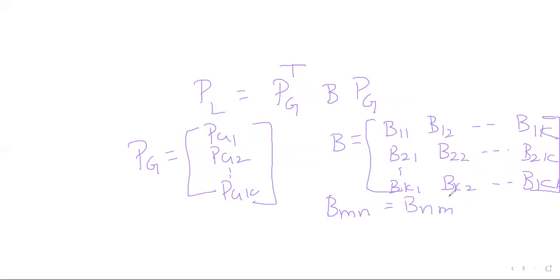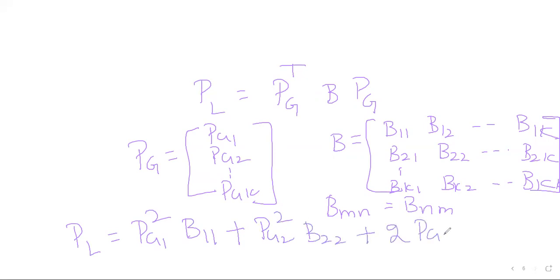Suppose it is a two plant system. Then what is the transmission loss? PL equals PG1 square B11 plus PG2 square B22 plus 2 PG1 PG2 B12. So this is the transmission loss for a two plant system. In the next video, I will discuss some numerical examples based on this concept.